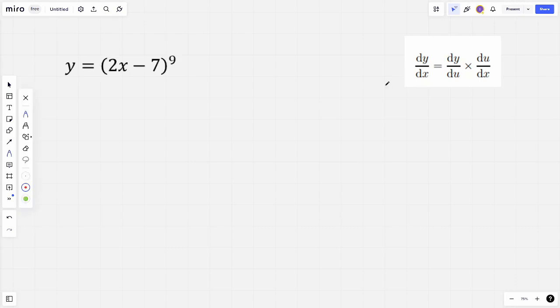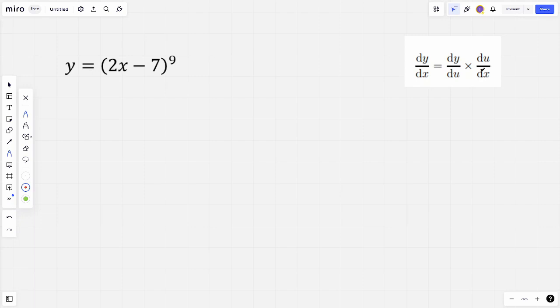What the chain rule says is, let's break this down. Let's not only look at the x and y, let's add the letter u. Now you might think that's a little bit more complicated, but let me show you this. It's not. So the chain rule, what does it say? It says the differentiation is equal to dy over du multiplied by du over dx.